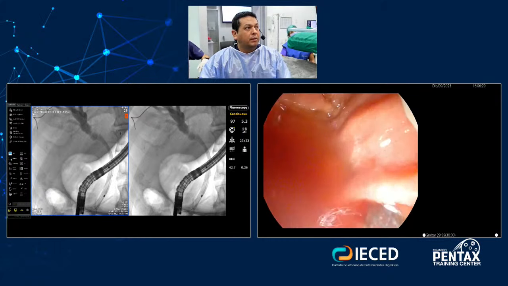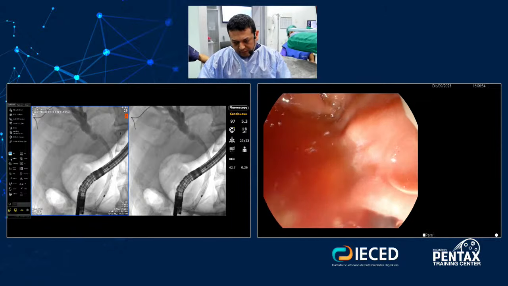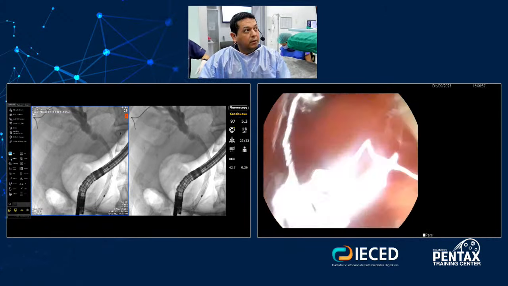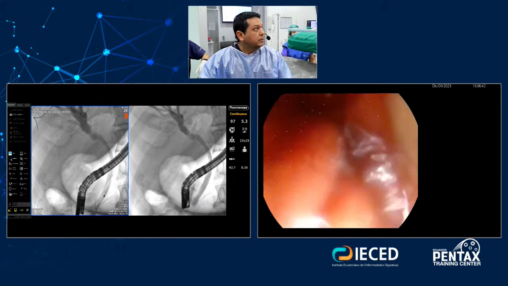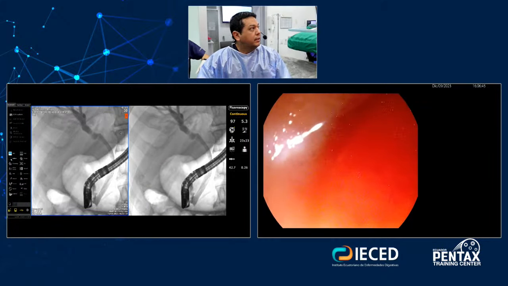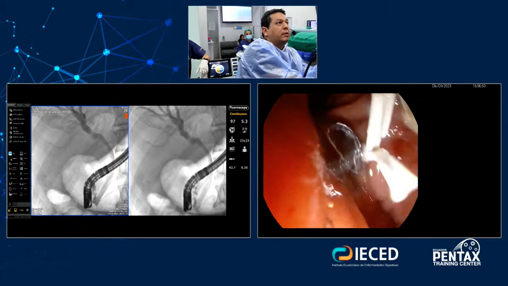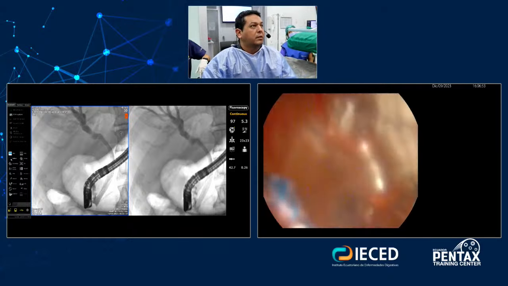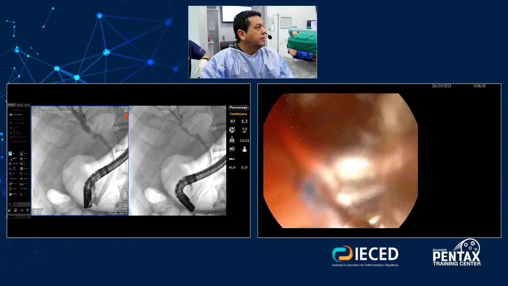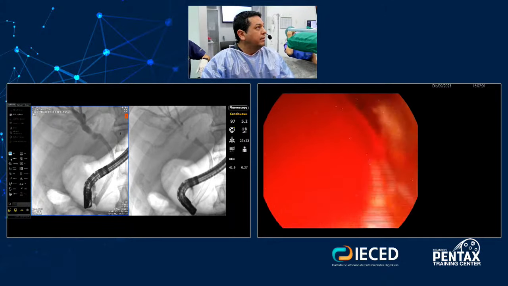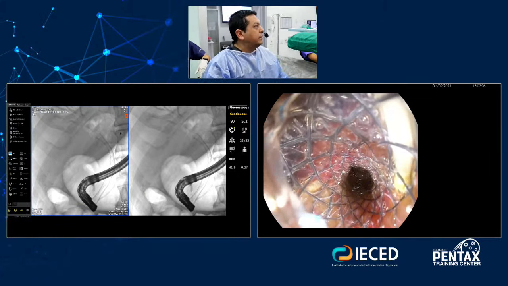I don't have any doubt about the malignancy of this tumor because of the characteristics, and you can see here all the contrast going out. It's very important to remove the contrast in the patient to avoid cholangitis. You see here there is air in the biliary tract.